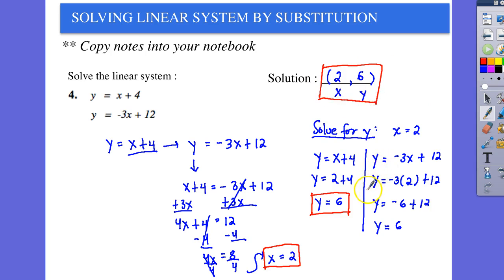Okay, so from here we figured out that I can actually solve a system algebraically by using substitution. And I think this is a lot less work than graphing because you don't need a ruler to do this, right?